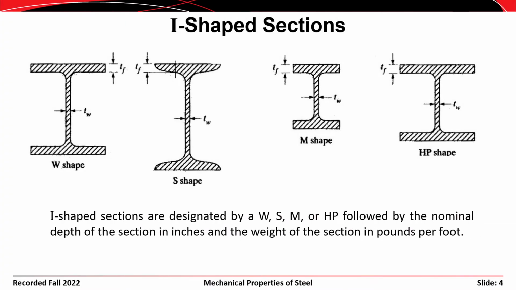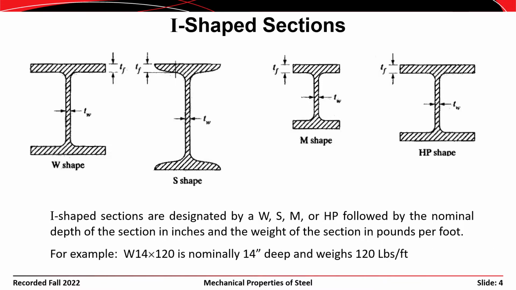Rolled I-shaped sections come in 4 different variants that are designated as a W, S, M, or HP. The W stands for wide flange shape, the S stands for standard shape, M stands for miscellaneous, and the HP stands for H-shaped pile or H-pile. So the letters are followed by 2 numbers. The first number is the nominal depth of the section in inches, and the second one is the weight of the section in units of pounds per foot.